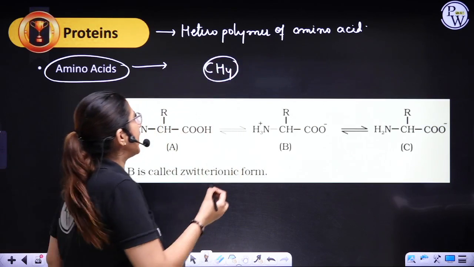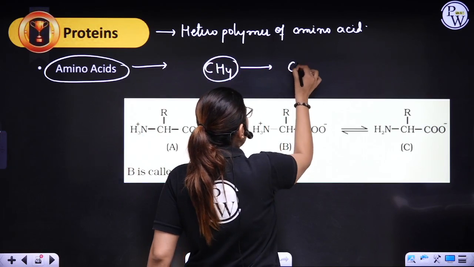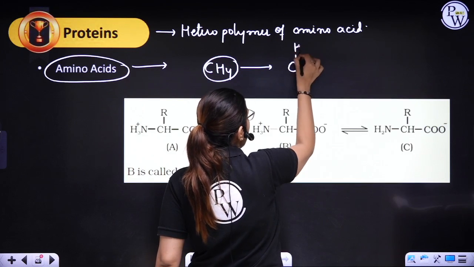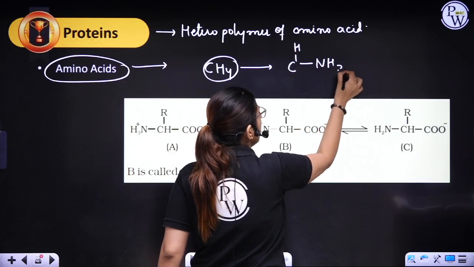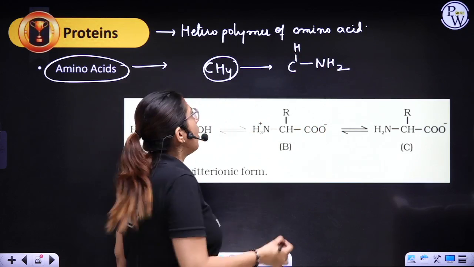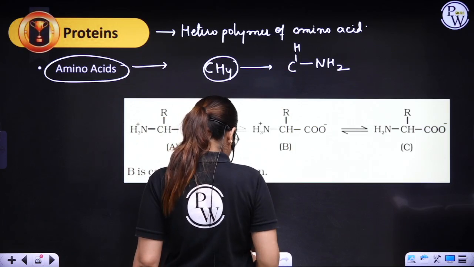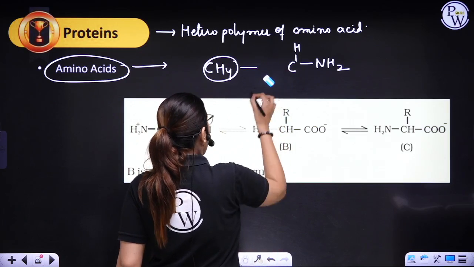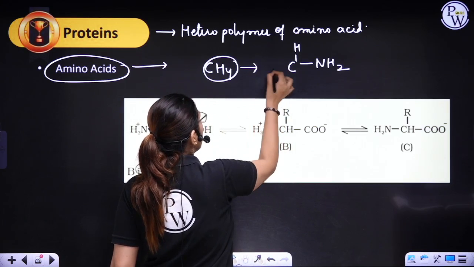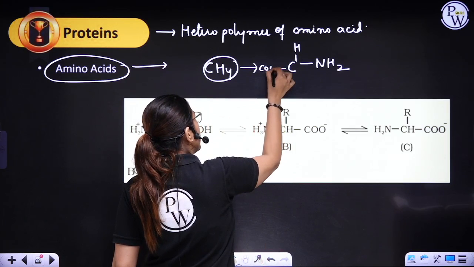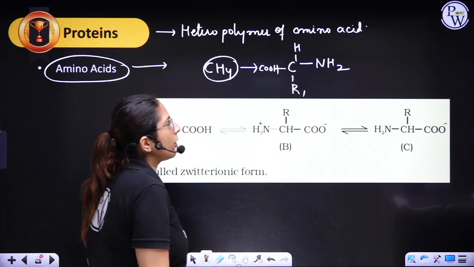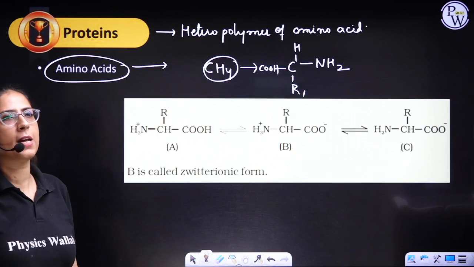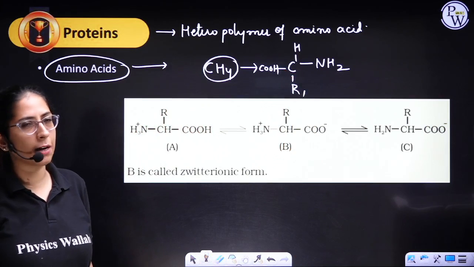How? For example, this carbon, on one side is attached to H, on one side is attached to NH2, an amino group. On one side it is attached to the carboxylic group, COOH. Here the variable R group is present. The carbon present in the center is a chiral carbon.